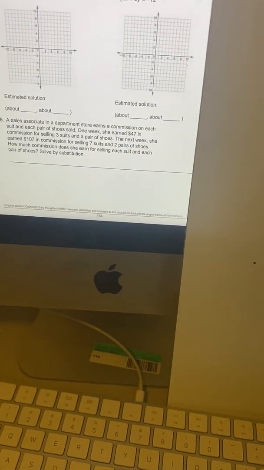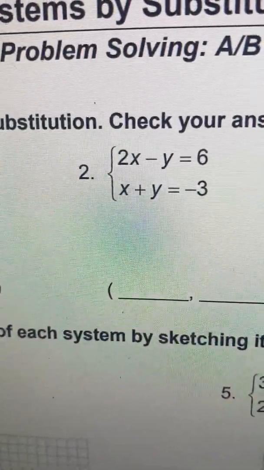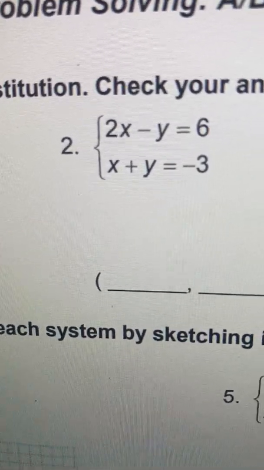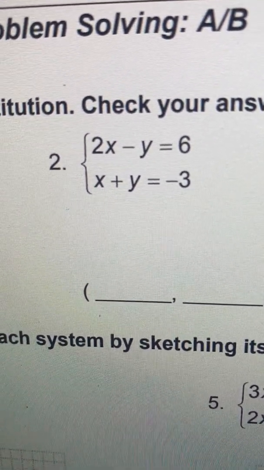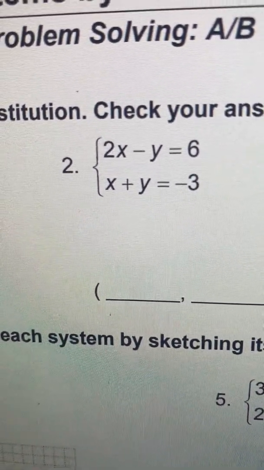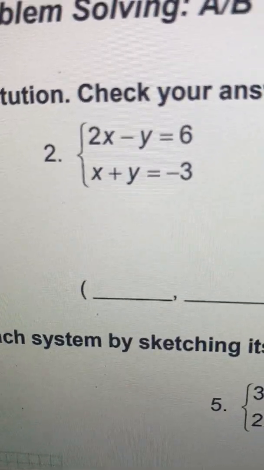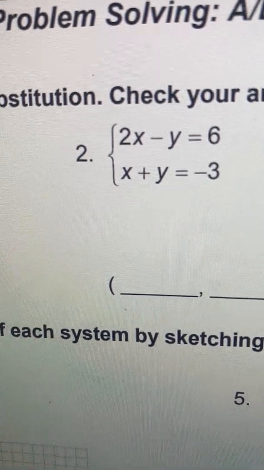You've got to start being able to look at the problem and know what's going to be better to isolate. In this problem, the least amount of work for me, because you know and I know I'm lazy, is going to be to isolate the x in the bottom equation, to move the y to the other side with that negative 3. Why is that the case? Because if I move the y in the top one, I don't isolate the x.